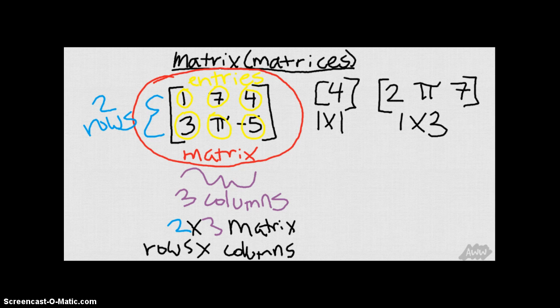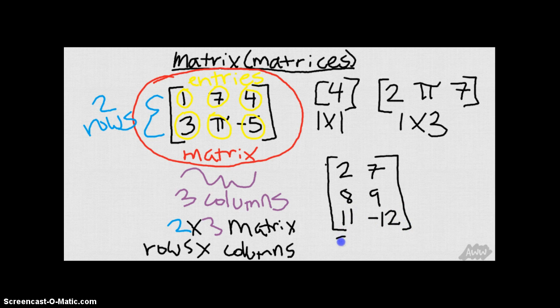I can even have more rows than columns. So I can have a matrix that looks like this: 2, 7, 8, 9, 11, -12. This would be a 3 by 2 matrix because there are 3 rows and 2 columns. So we know that a matrix is a rectangular array of numbers, and you can say what its dimensions are. You know that each of these numbers that takes a position in a matrix is called an entry.